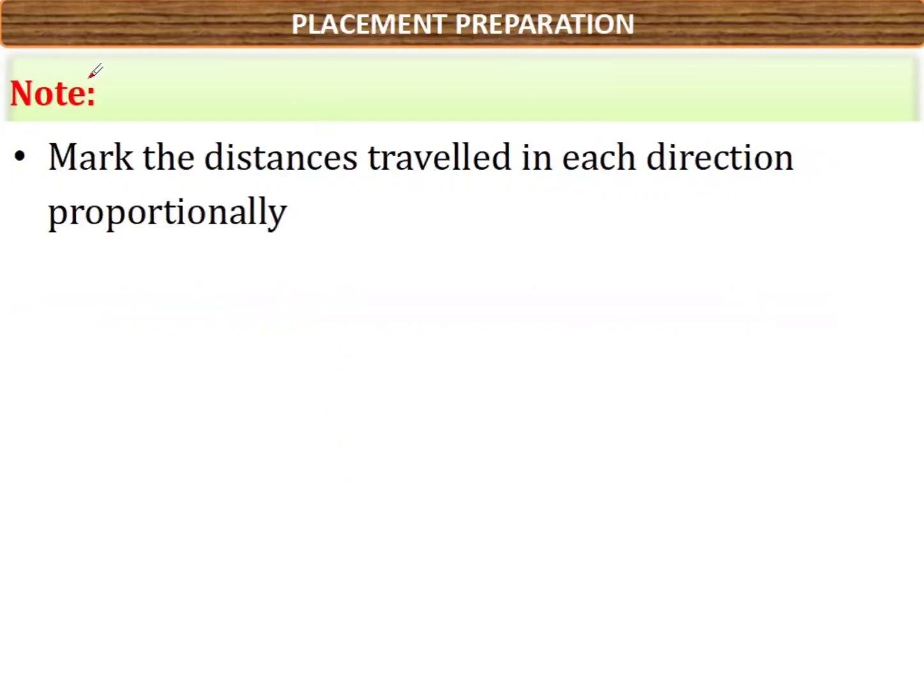So, a very important point: while solving questions related to directions, you have to mark the distance travelled in each direction proportionally. What is the meaning of it? Okay, let me take an example. Assume a person going towards north, he will travel 10 kilometers. After travelling for 10 kilometers, he will turn to his right. His right means definitely this side, and he will travel for 5 kilometers.